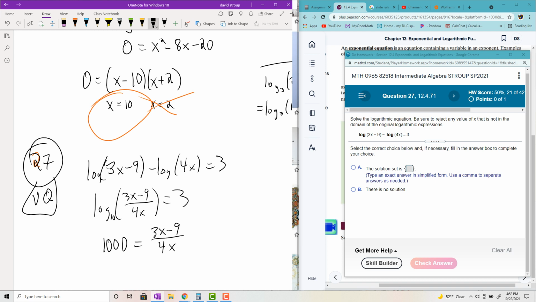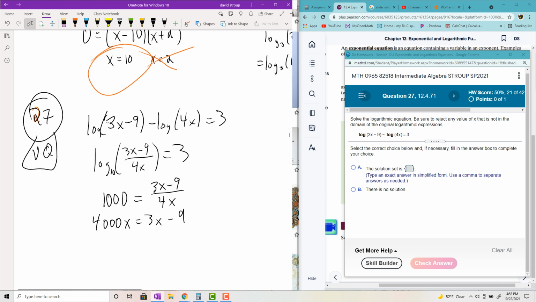You can cross multiply here, so 4,000x equals 3x minus 9. Then you can move the 3x over, so you get 3997x equals negative 9. Then divide, right? So x equals negative 9 divided by 3997.